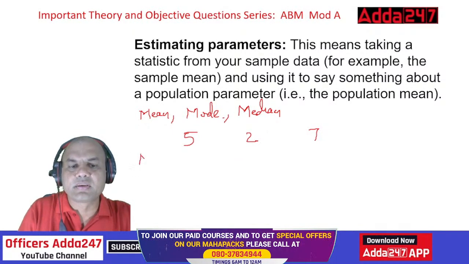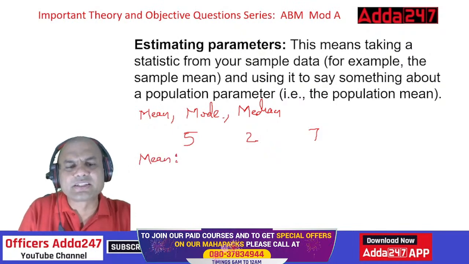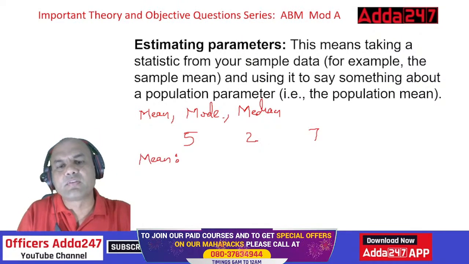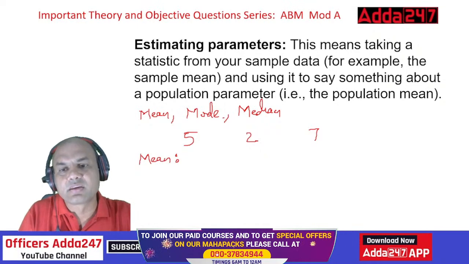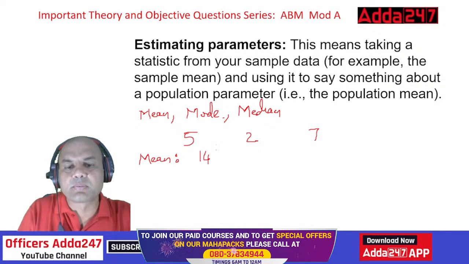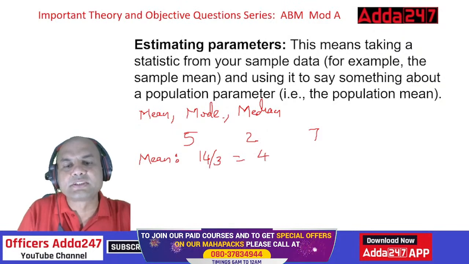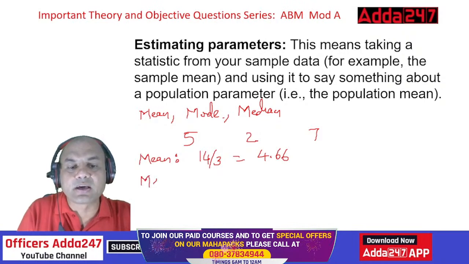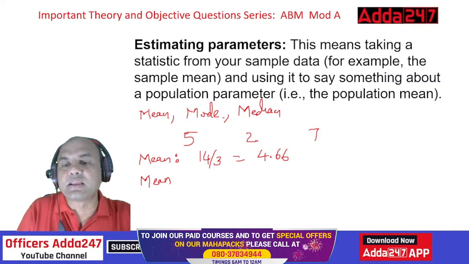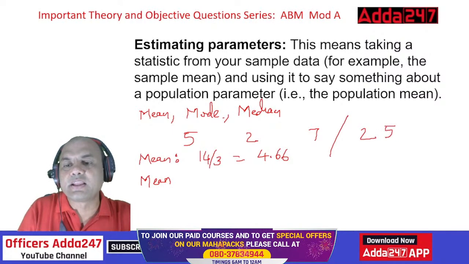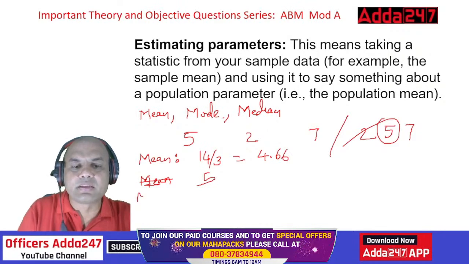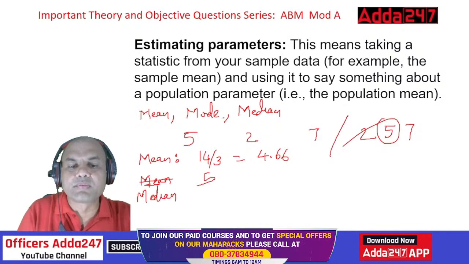Now everyone give me the mean, mode, median immediately. Do it fast. Let's make it simple, 3 numbers only. What is the mean? 5 plus 2 is 7, plus 7 is 14, upon 3, right? So 14 upon 3, which is 4.66. That is the mean. What about the median? Arrange in serial order: 2, 5 and then 7. Then my median is the central number, so 5. That is the median.